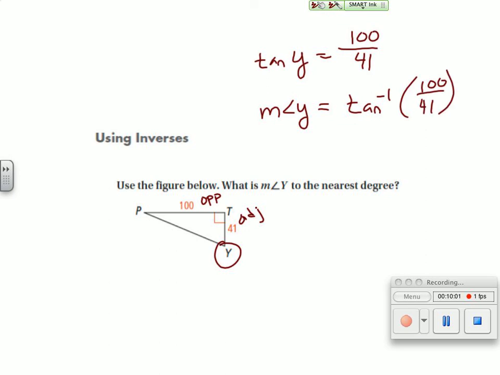And yes, it actually exists on your calculator. You do second tangent or second inverse tangent. It's the blue button above the tangent button. And I will get that the measure of angle Y is approximately 67.7 degrees, or we'll say 68 degrees. So you use the inverse functions in order to find the measure of an angle. So if you're looking for distance, you either multiply or divide. And if you're looking for an angle, you use an inverse function to solve for the angle.